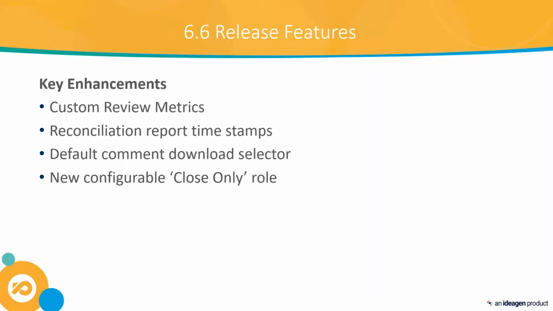So those 4 new features. The largest and most significant new feature is that we have added the ability to include some customizable metrics at a review level. Now I'll go into all of these in more detail shortly, but this is entirely new for 6.6. We have added some additional timestamps onto the reconciliation report based on numerous customer requests. We understand that having a full audit trail, including timestamps of every stage of the process, is very, very important to our customers. And therefore, we've added some additional timestamps to the report.